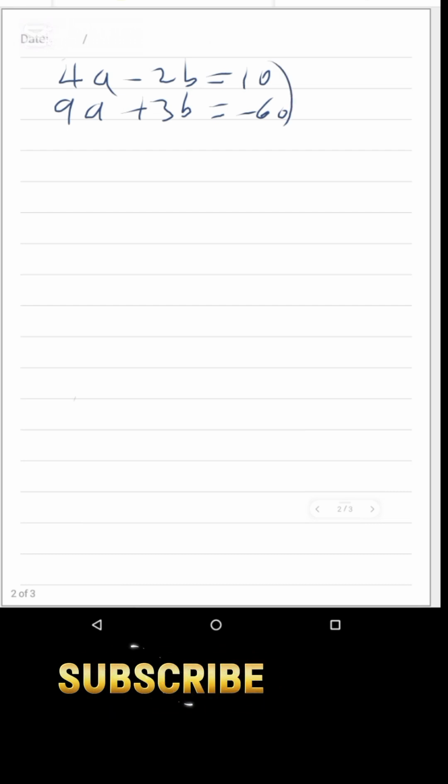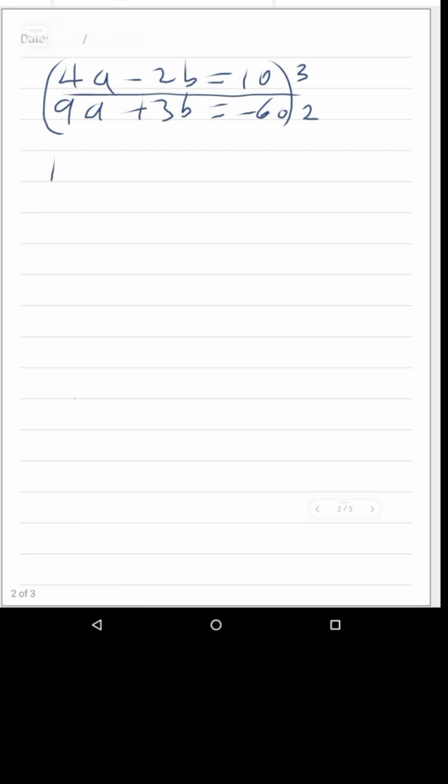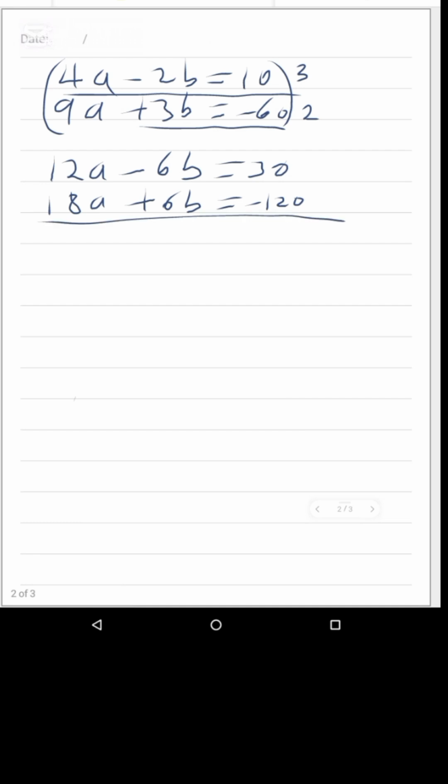To eliminate b, in equation 1 we multiply by 3, the coefficient of b in equation 2, and in equation 2 we multiply by 2. So in equation 1 we now have 12a minus 6b equals 30. Then in equation 2 we have 18a plus 6b equals negative 120. To eliminate b, we add everything. So we get 30a on the left, and negative 90 on the right.